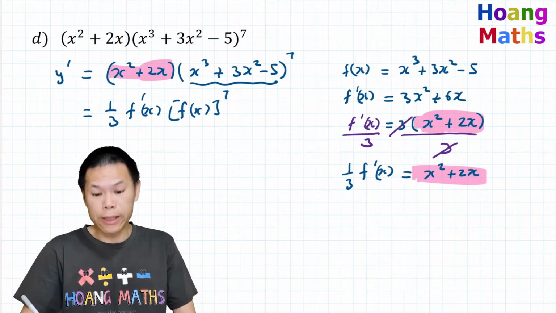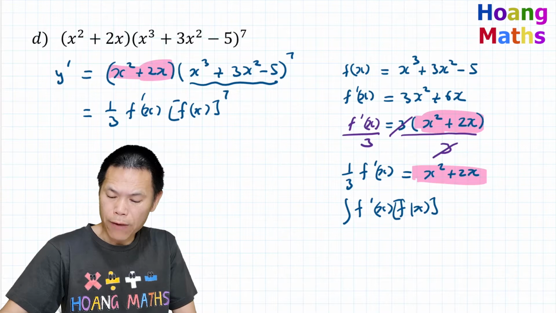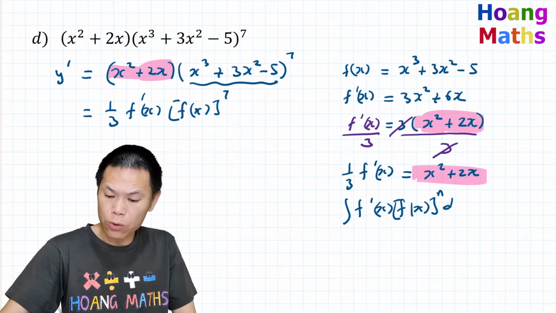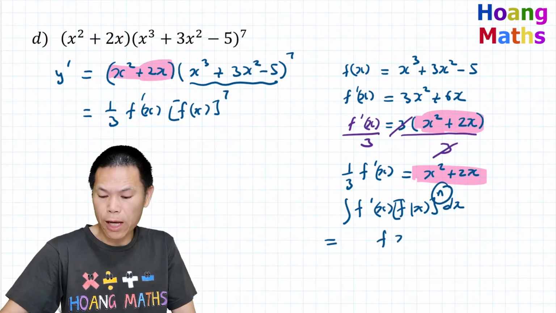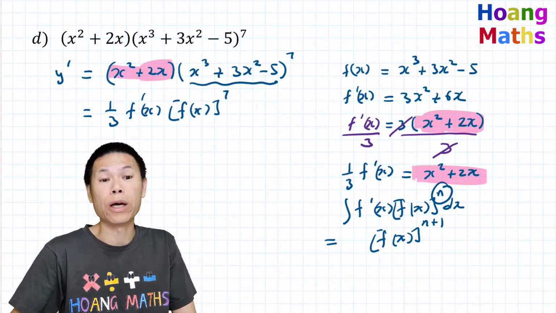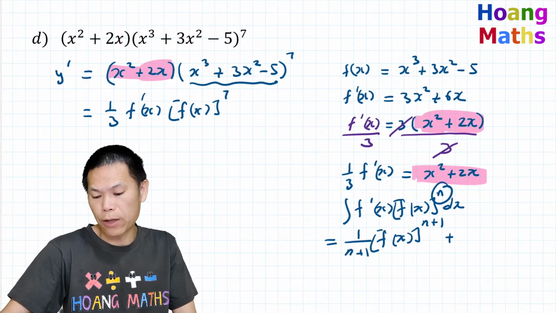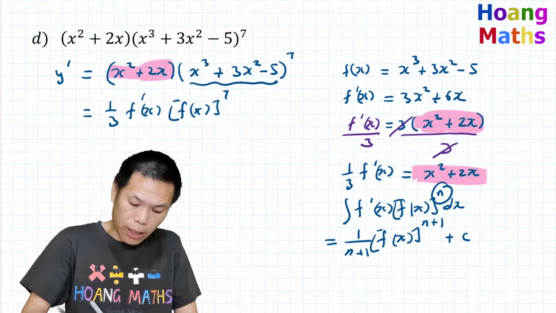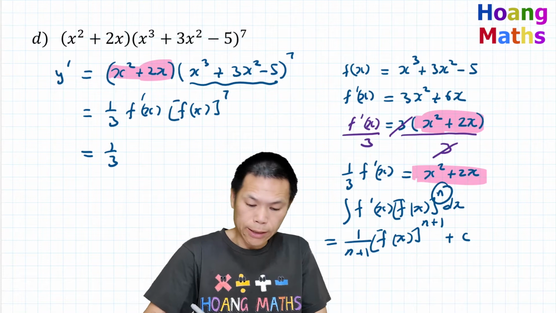So now to integrate this, the rule is if we integrate f dash x times f of x to the power of n dx, that will give us n plus 1. So that means f of x to the power of n plus 1, and then over n plus 1. That is exactly the same as 1 over n plus 1. And don't forget, we need to add a constant. So then that is 1/3, and 7 plus 1 is 8.